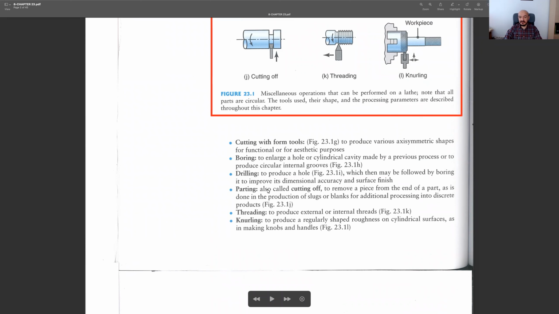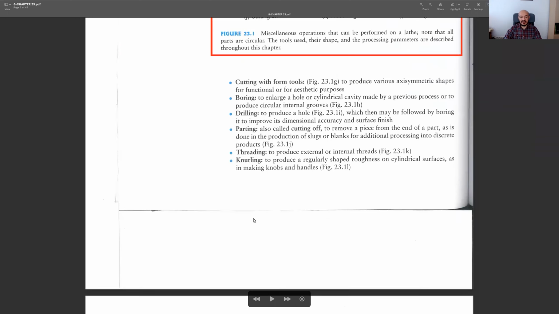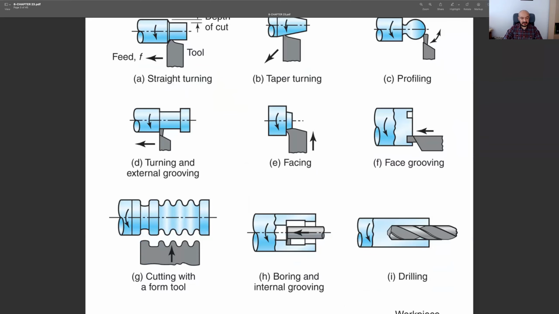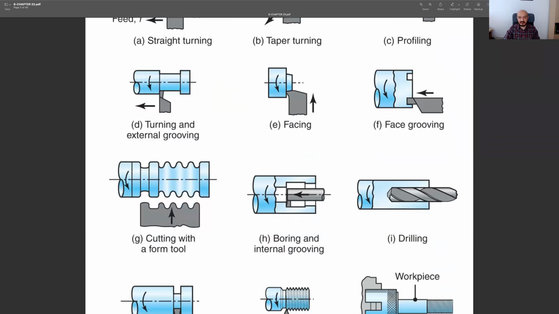We can do parting, which is simply cutting off. We can do threading, so that we will be obtaining some threads like screws, some external and internal threads. And lastly, we can do knurling. Now, I will focus on this figure and try to explain all these processes which can be done on the lathe machine. There is one specific operation at the end of this table. I will start from this one actually.